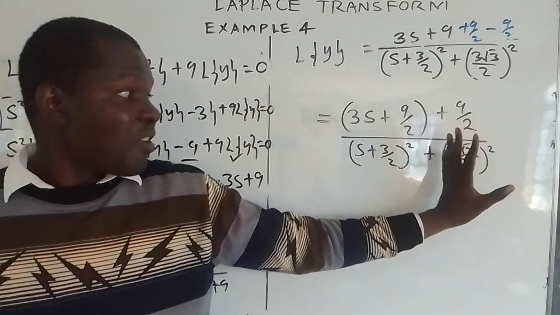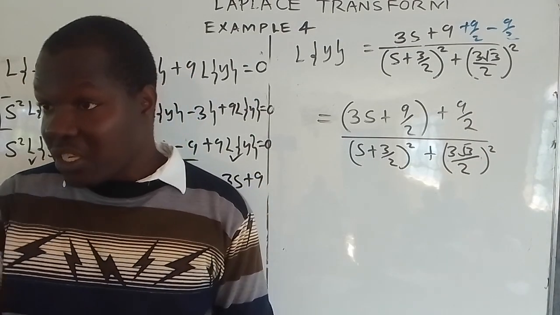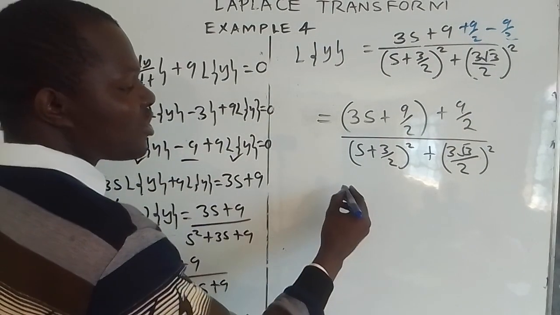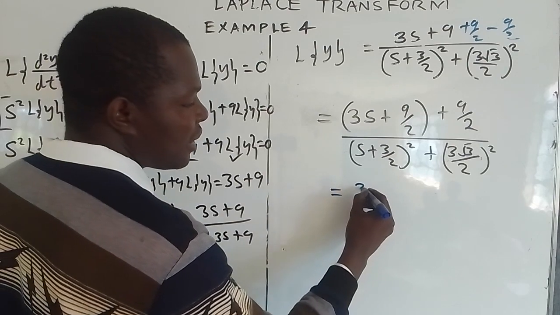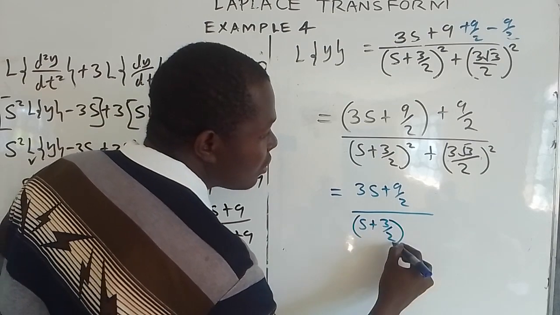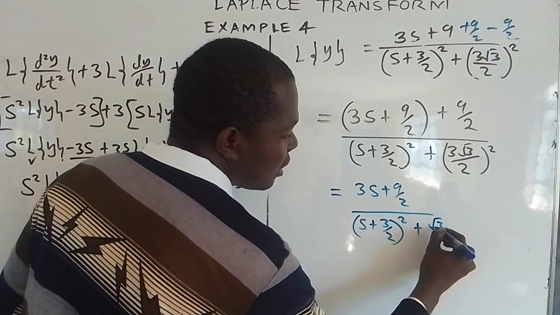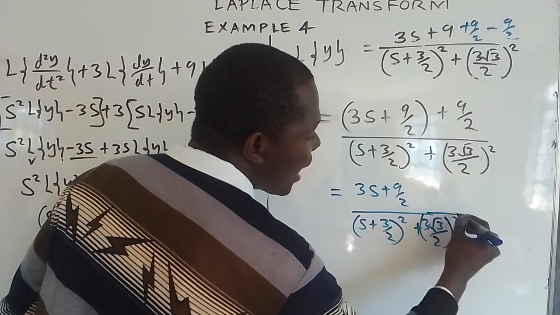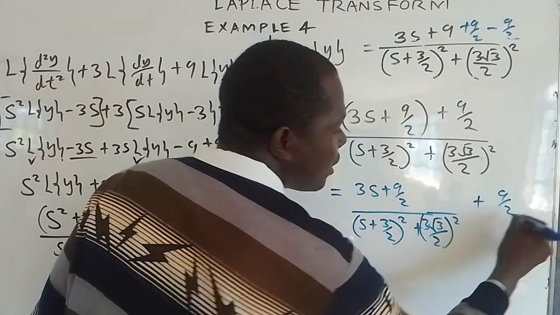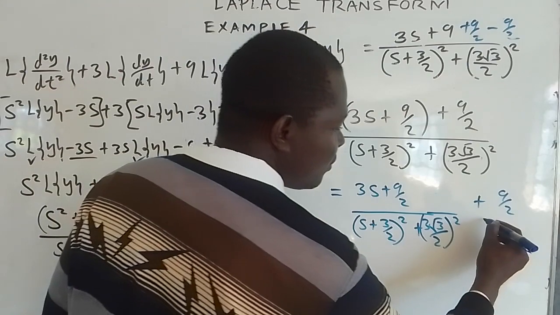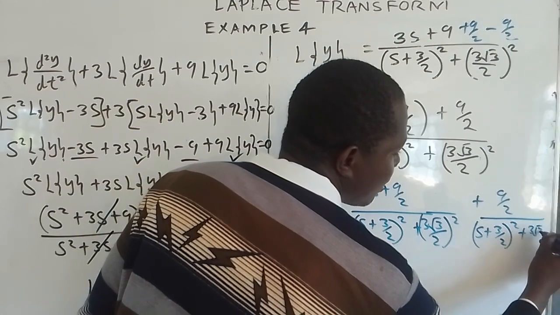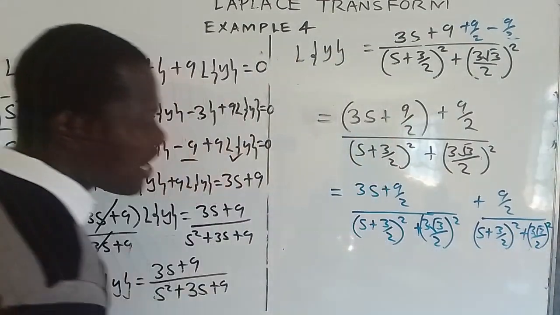For the sine we are going to do it when we'll be dealing with that constant, isn't it? Because the sine has the constant in the numerator. Are you seeing that? So what do we have here? This one is equal to 3s plus 9 over 2 over s plus 3 over 2 squared plus 3 root 3 over 2 squared. So have you seen you've separated the one part? The other part is plus 9 over 2 over s plus 3 over 2 squared plus 3 root 3 over 2 squared.